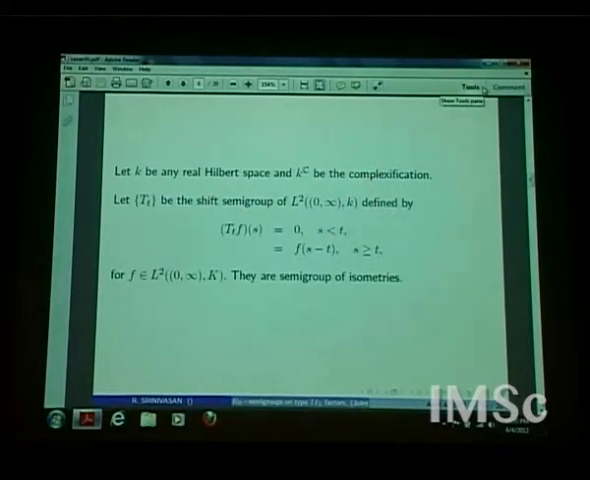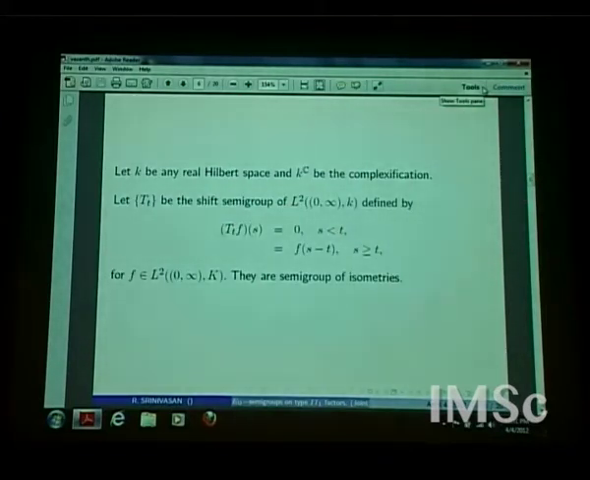You take any function F in L2(0, infinity), then TT F of the function at any point S, I mean, S plus T, is going to be the value at S for the function F. It just shifts the function F. So these are well-known operators. This is a semigroup of operators. It's well-known that it's a semigroup and strongly continuous in T. They are all isometries.